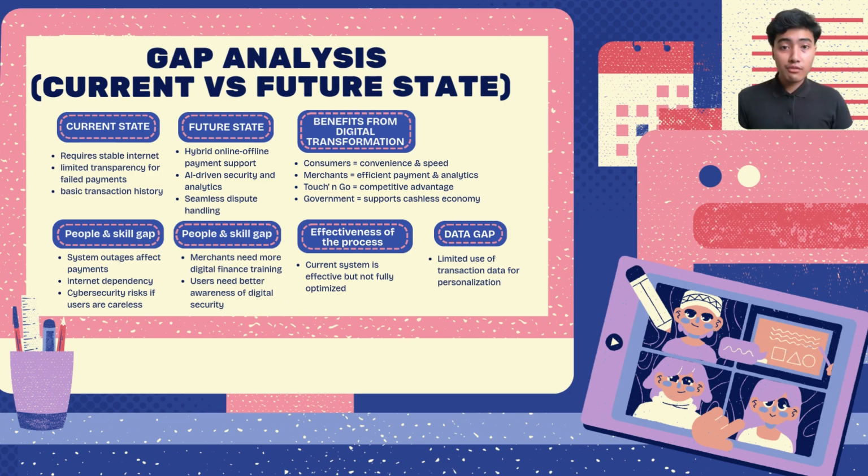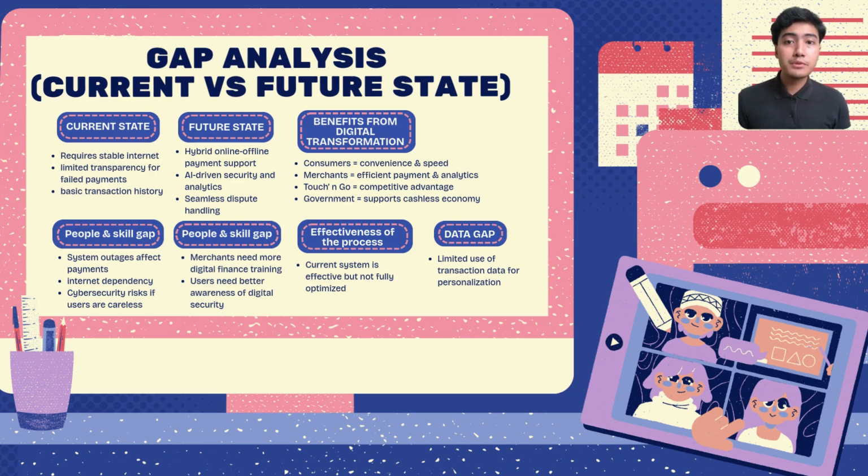Next, the future state aims to address these weaknesses. Touch 'n Go can introduce hybrid online and offline payment support, allowing certain transactions to proceed even without internet access. This will improve reliability, especially in areas with poor connectivity. The use of AI-driven security and data analytics can also enhance fraud detection and provide better insights into user behavior.